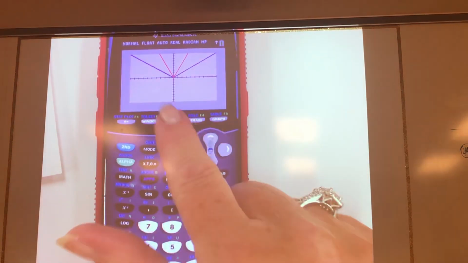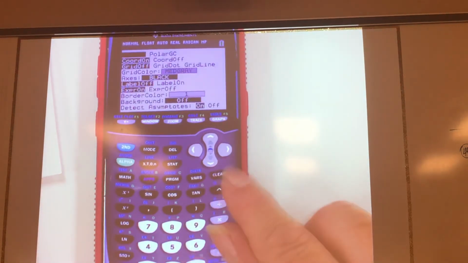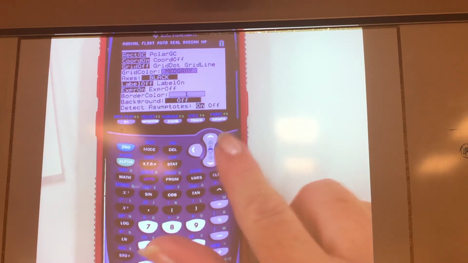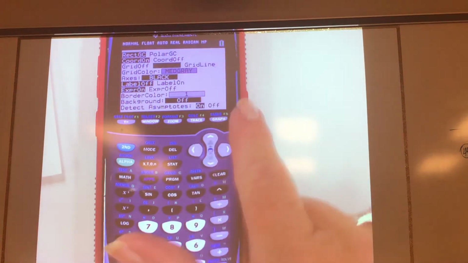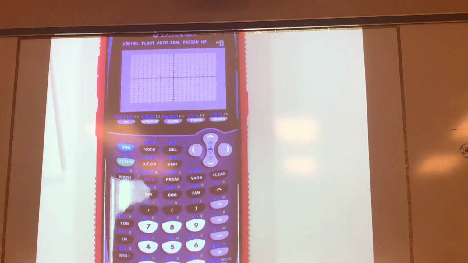Second and format. I'm going to turn the grid dot on. So now watch what happens when I graph. Oh boy, I don't know. Oh, okay, for a second there I thought that was the absolute value. No. I was like, wait a minute.